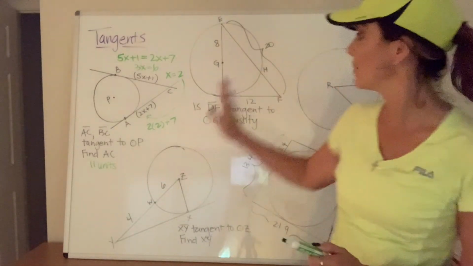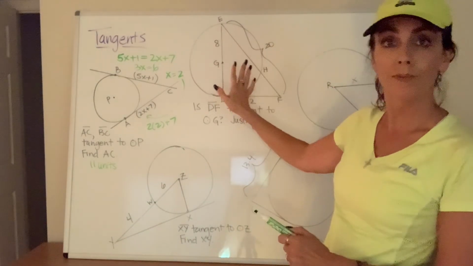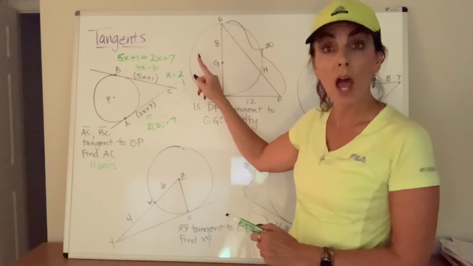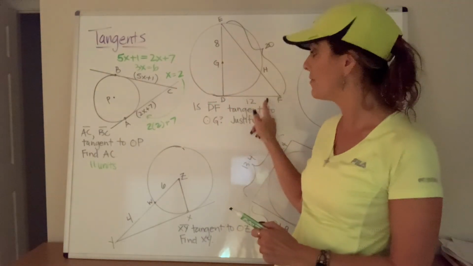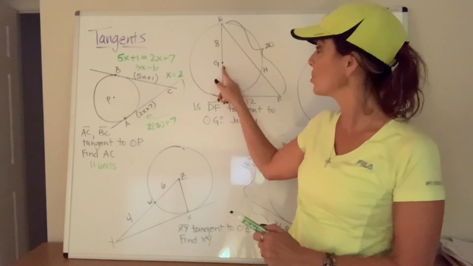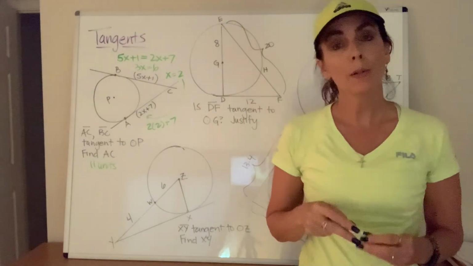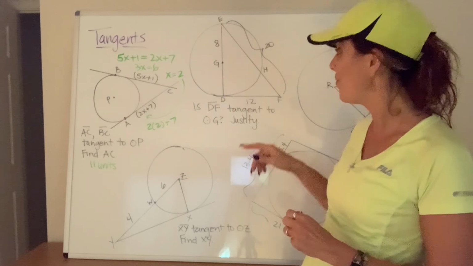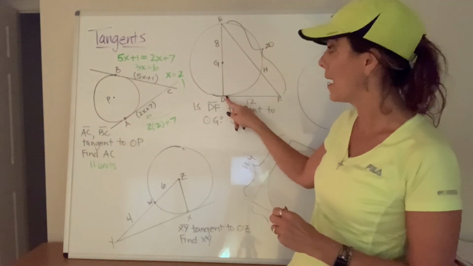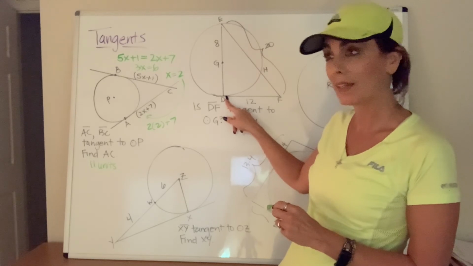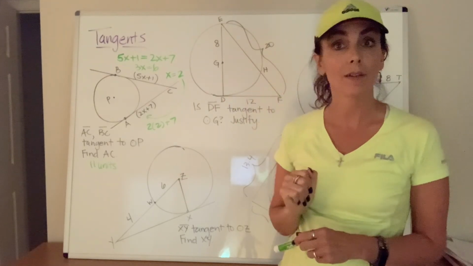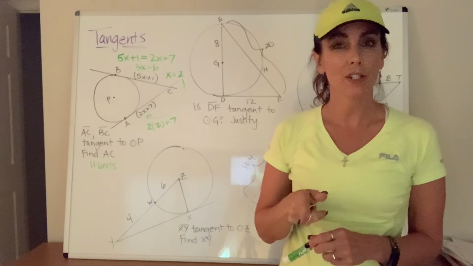Okay, next example is this one right here. We have a circle, and we've got this triangle drawn, and we want to know, is segment DF tangent to circle G? And the way we would know this is if we have a right angle formed at that point of tangency. So we can use the Pythagorean theorem to see, is this a right angle? All right, so let's give that a shot.